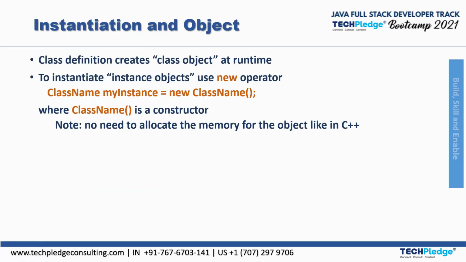Okay. So next is instantiation and object. A class definition creates a class object at runtime. Let me give you an example. Suppose we buy a new car, a normal Maruti. We don't know until and unless somebody tells us what kind of car it is, or what kind of features that car holds, the mileage and all that. It's just a Maruti car, and Maruti has multiple models.